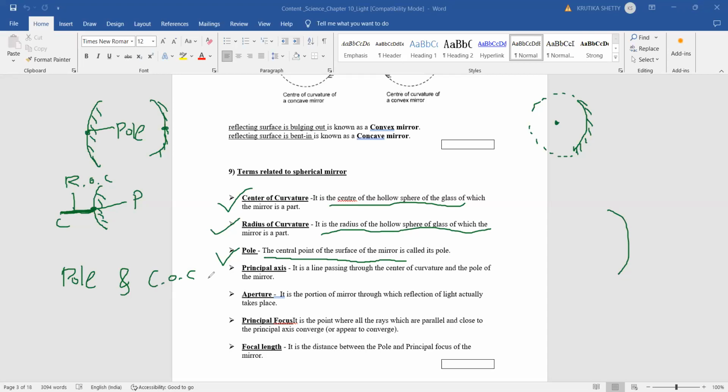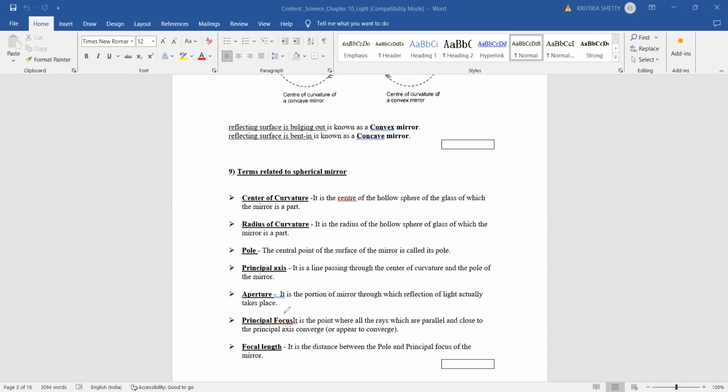The center of curvature is nothing but the center of the hollow sphere, and the pole is the center of the reflecting surface, the convex or concave mirror's center. The distance between the center of curvature and the pole is called the radius of curvature. Okay. The next point is the principal axis. The principal axis is the line passing through the center of curvature.